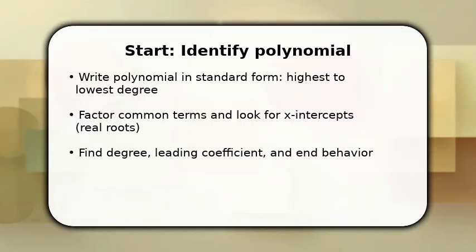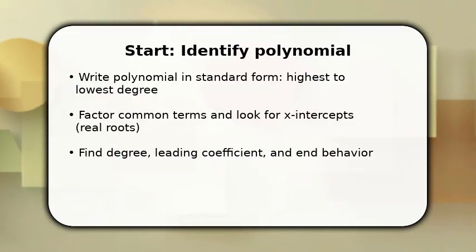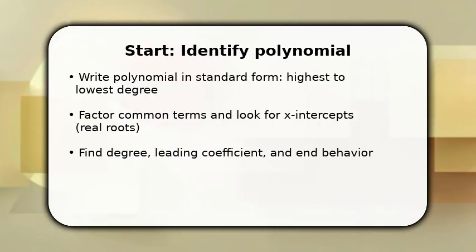You begin by rewriting the polynomial in standard form and factoring any common factors. This reveals real zeros and multiplicities. Identify the degree and the leading coefficient so you know the end behavior. Even degree, same direction ends; odd degree, opposite ends.